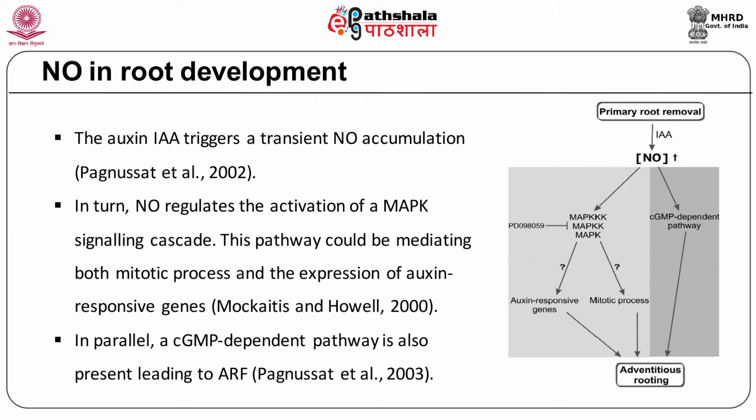Many secondary messengers involved in signaling cascades regulated by nitric oxide are implicated in adventitious root development. Two parallel and independent pathways have been described for the role of nitric oxide in induction of adventitious roots. The first proposes the utilization of cGMP through an NO-mediated activation of the enzyme guanylate cyclase. However, the second pathway involves the MAPK cascade, which has been reported to be triggered by the auxin IAA for the transient NO accumulation.